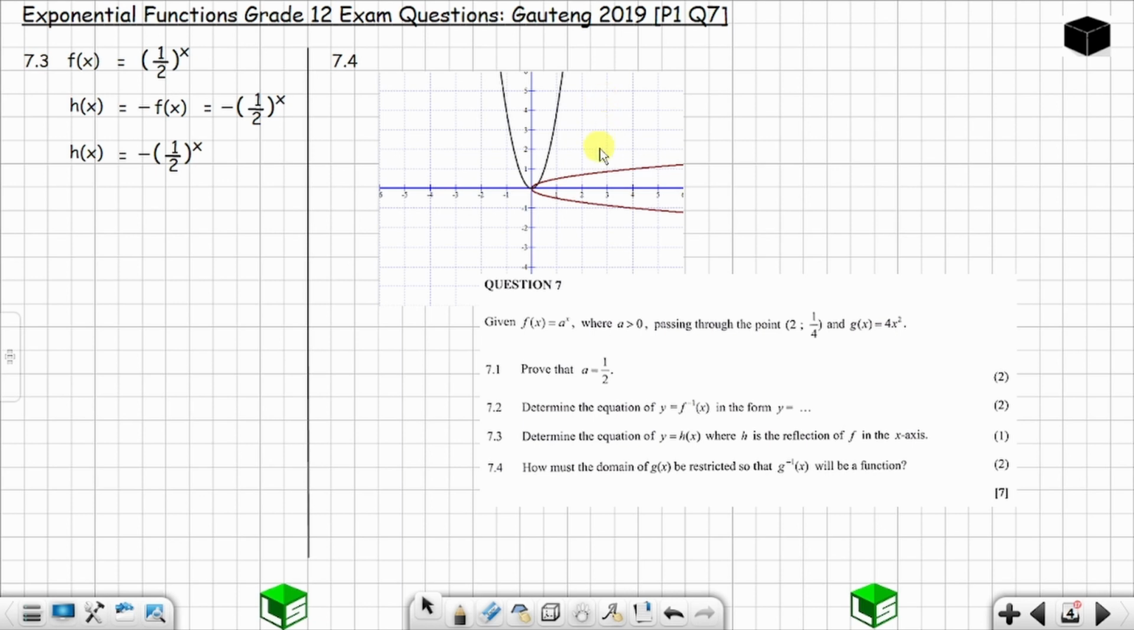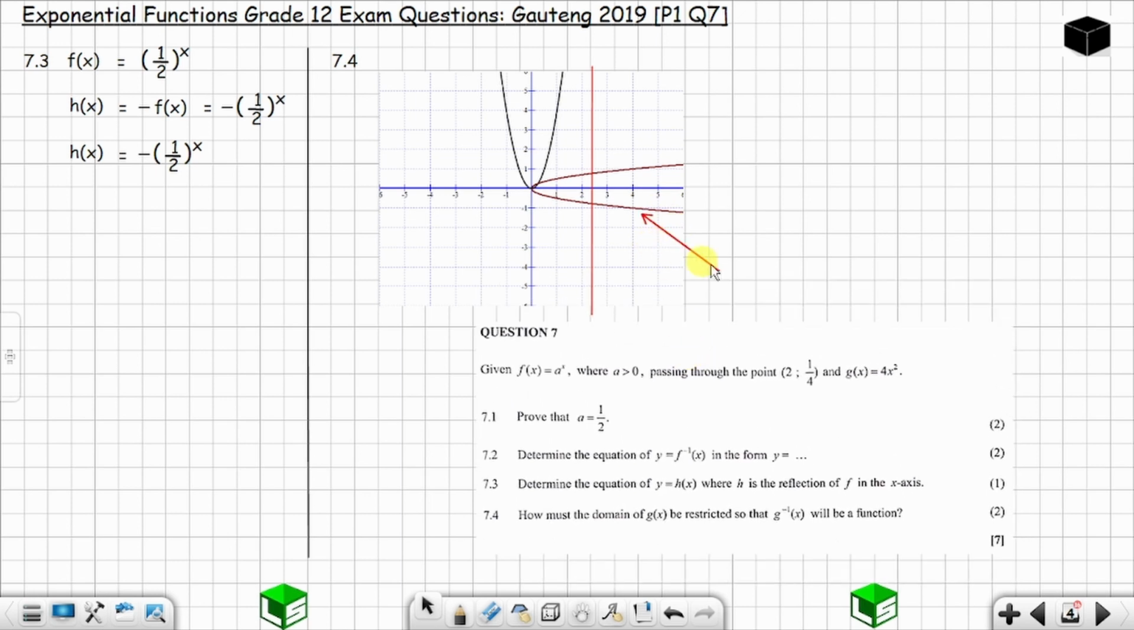You can see if you try to test it to see if it is a function, you are going to use the vertical line. And you can see it failing the test because the vertical line is cutting the graph twice. So if it's cutting twice, this is not a function. Okay, so this is not a function because the vertical line is cutting it twice. The vertical line has to cut it once only for it to be a function. If it is more than once, it is not a function.